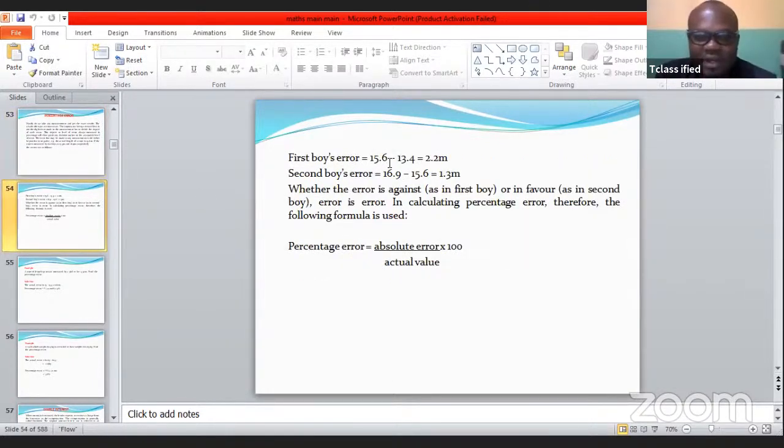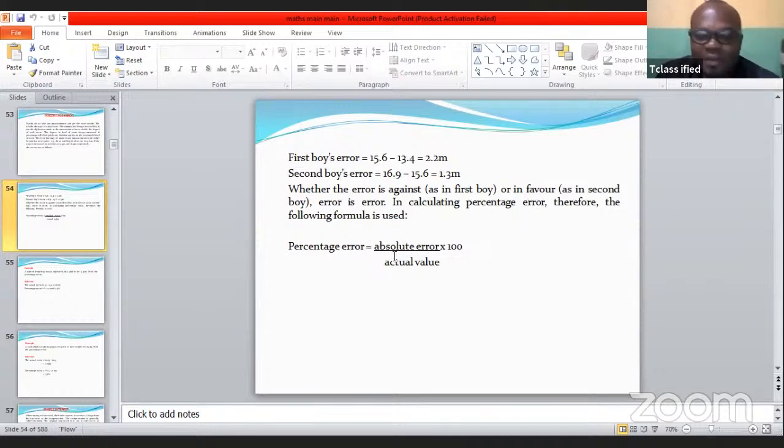The first boy's error is 15.6 minus 13.4, which is what they got. So you must either be subtracting from 15.6, or subtracting them from 15.6. So in this case, you have 2.2, that's the difference. So the difference, that is the error. Here you have 16.9 minus this, that is the error. Then whether the error is against, as in the first boy, or in favor, as in this one, in calculating, therefore the formula is so.